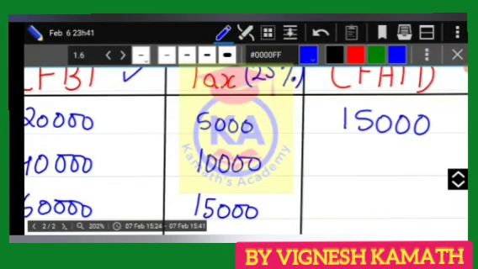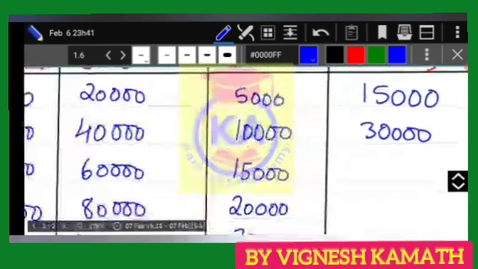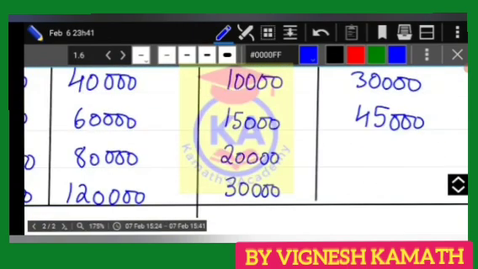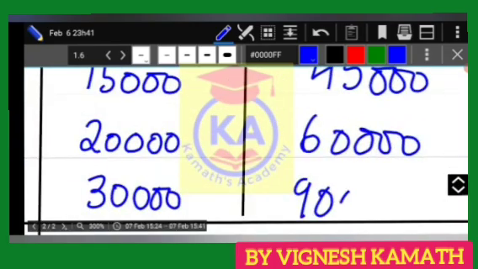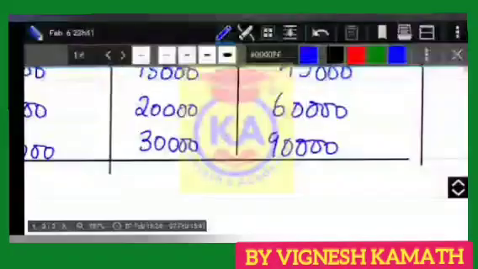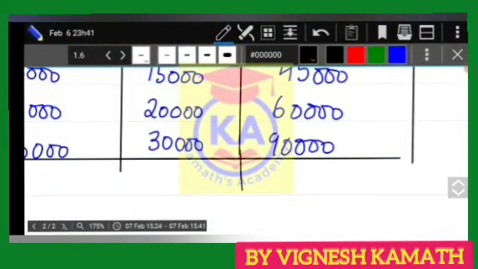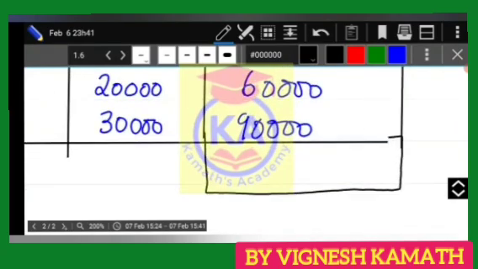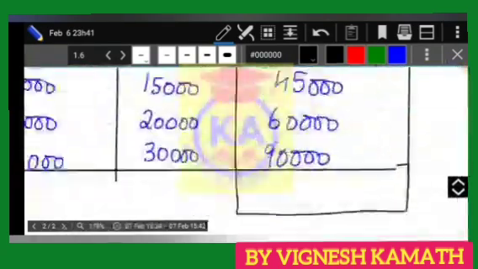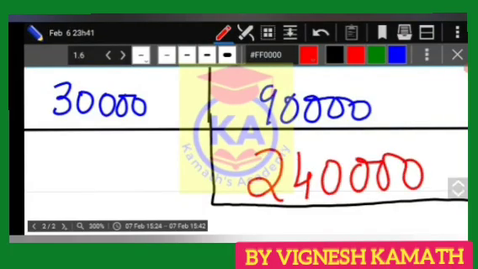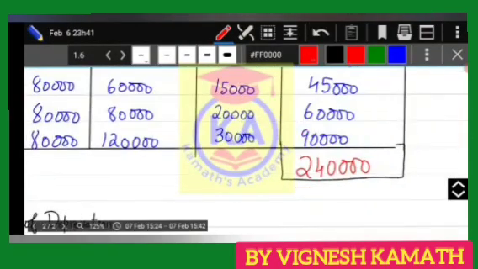Okay, 40,000 minus 10,000, 30,000. 60,000 minus 15,000 will give you 45,000. Next, 80,000 minus 20,000 will give you 60,000. Next, 1,20,000 minus 30,000 will give you 90,000. So this was all about CFATD. Okay, now we have to put a total here. Why we require total is, as per the formula, we have average there, right? For taking the average, we require the total. I'm adding all these values. Here the total will come up to 2,40,000. This is the total CFATD.